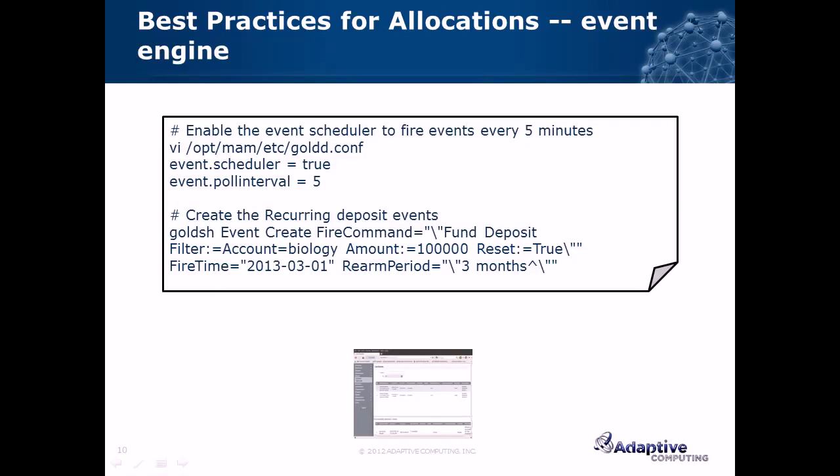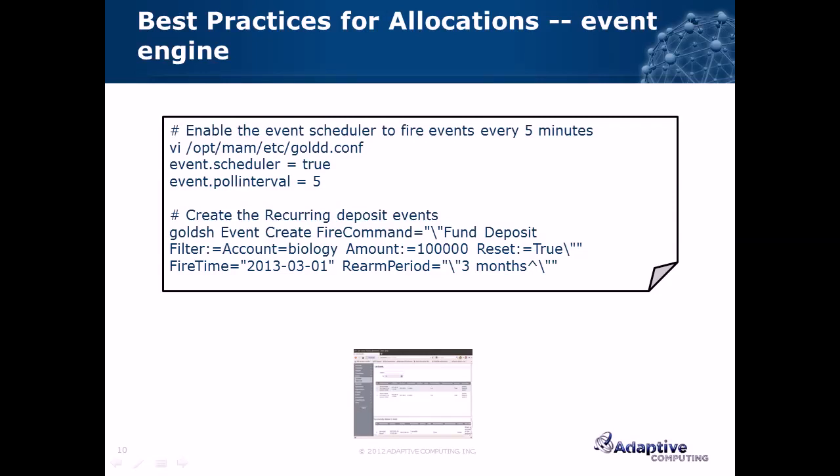Alternatively, you can use the new event engine. You enable the event scheduler to fire up here by editing the gold.conf and uncommenting event scheduler equals true. Then you set the poll interval to how often you want it to check for new events. This is in minutes, so that's a 5-minute interval right there. Then this example shows you creating an event where the fire command that it runs is fund deposit. So it's depositing funds into account biology. Here's the amount, and it's telling it it's a resetting deposit.